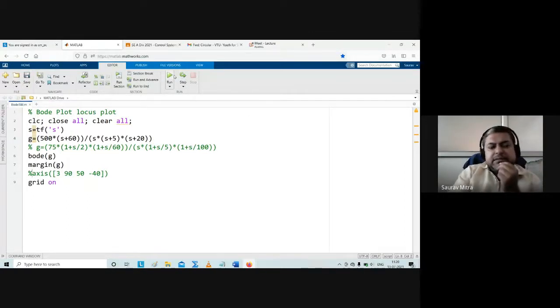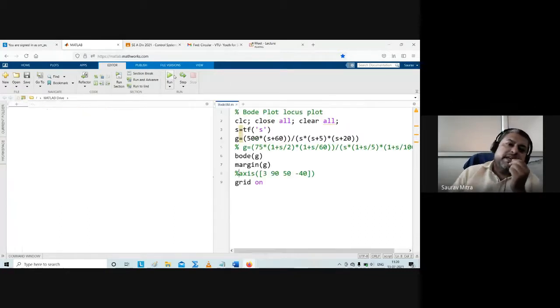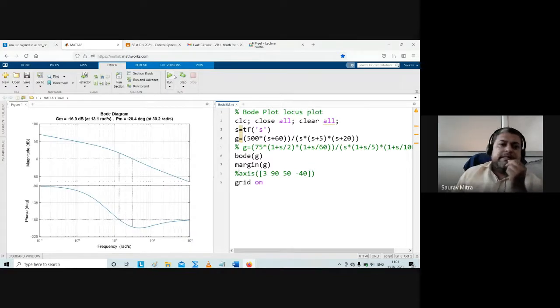And this is a highly unstable system because we are having a 0 which is appearing quite late, like this. Okay, so things to observe here. This is the phase crossover. Phase crossover is 30.2 radian per second, and you are finding gain is already above by around almost 17 dB, like this. Okay, so you are finding at phase crossover gain margin. So this is 13.1. Okay, so this is 1, this is 10, and this is 13.1.